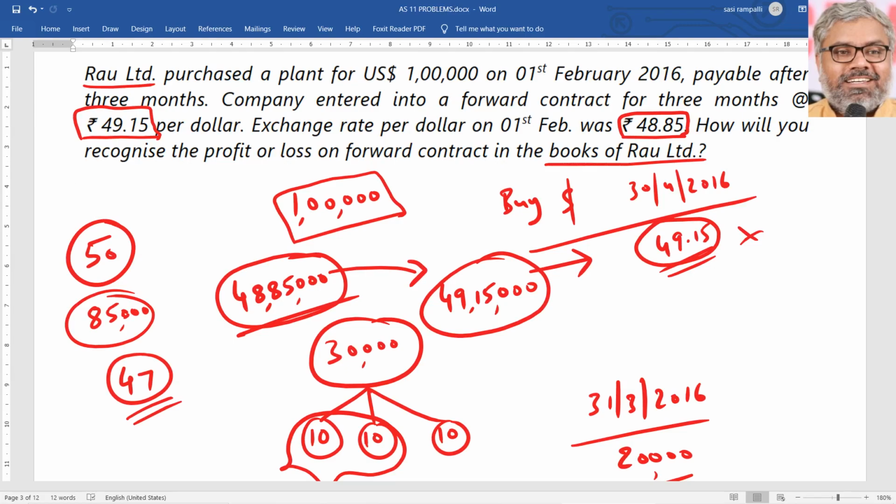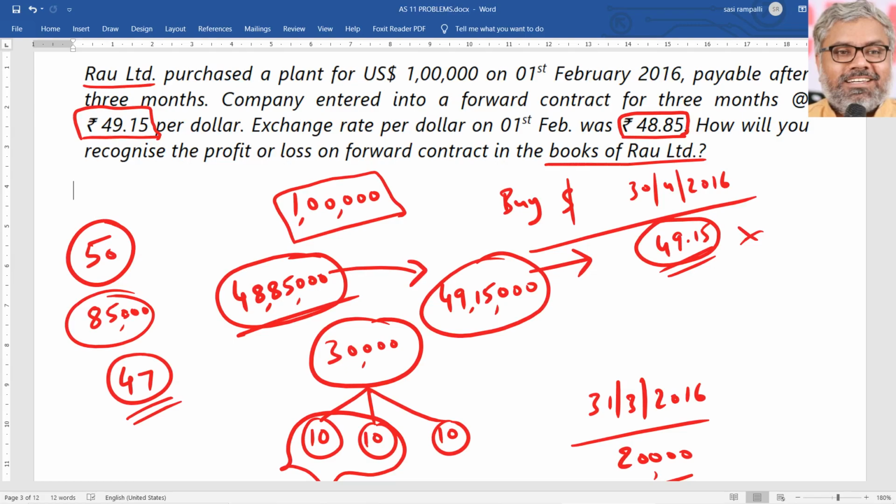But once again, as far as Accounting Standard 11 is concerned, we are not talking about foreign currency options or swaps. So many other derivative instruments are there, foreign currency swaps, etc. Those will mostly be dealt with in SFM, Strategic Financial Management, at the final level. But here the objective is only to identify the accounting aspects of it, which is very simple.